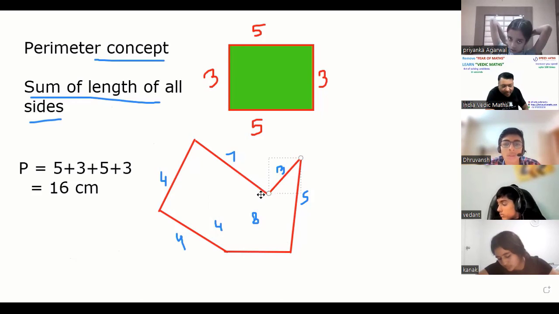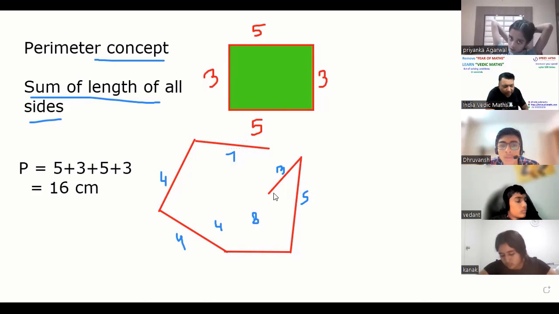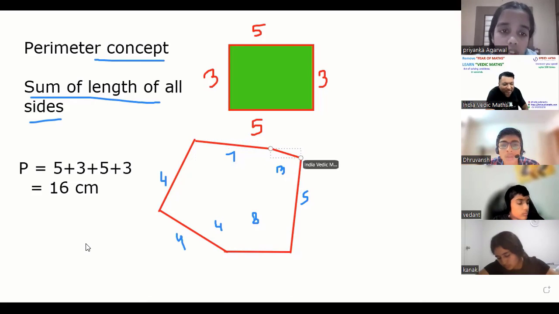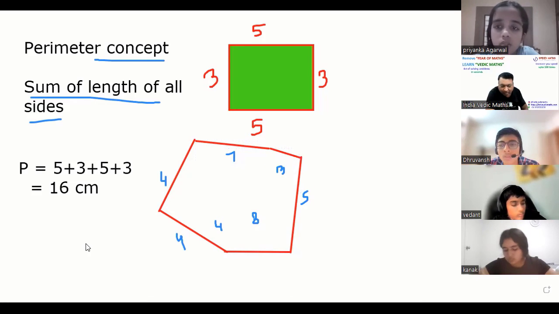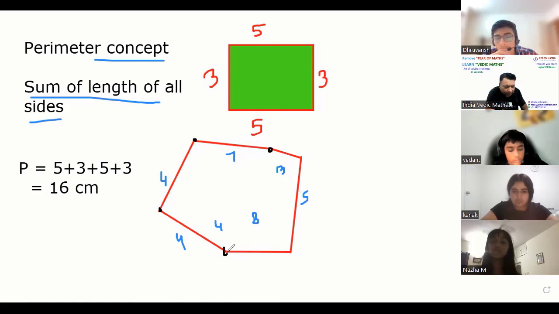Now, if Naja says, sir, I don't like this, you make it like this. No, it is not concave. It is not concave. Okay. But tell me which polygon it is. What's the name of this polygon? Hexagon. Guys, it is a hexagon. Yes, sir.